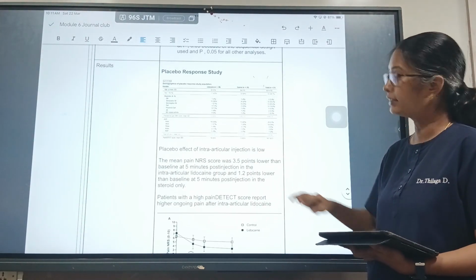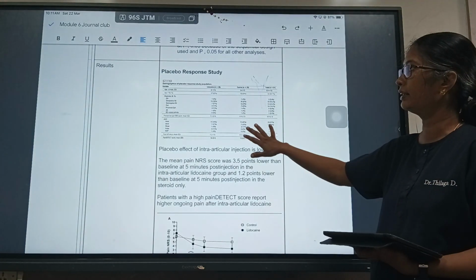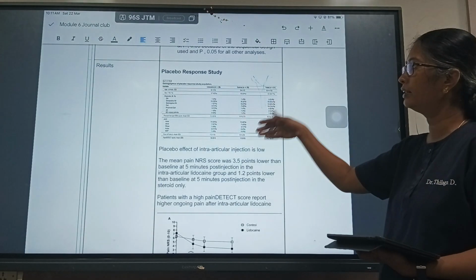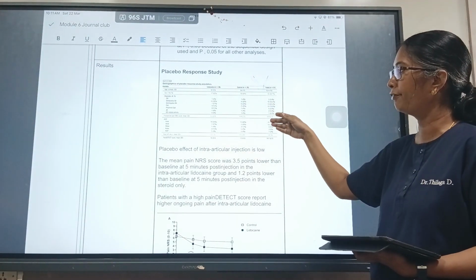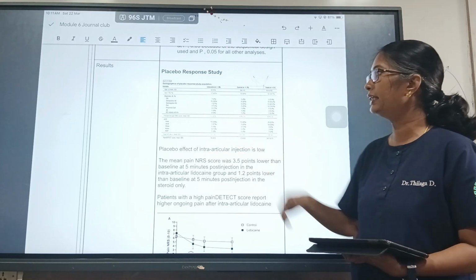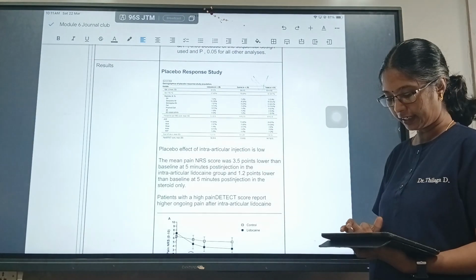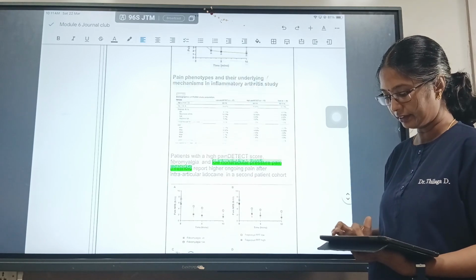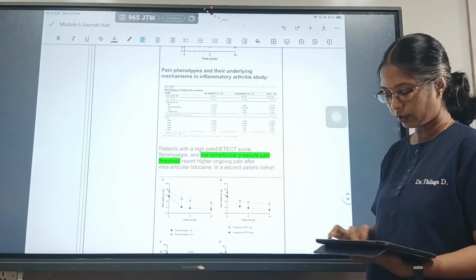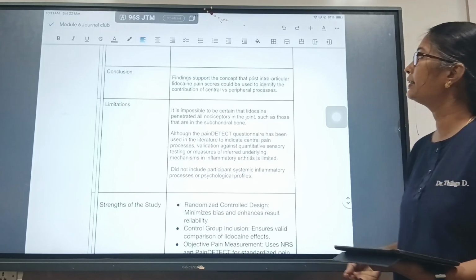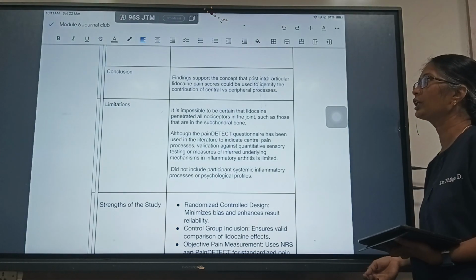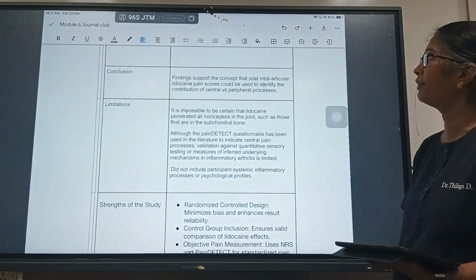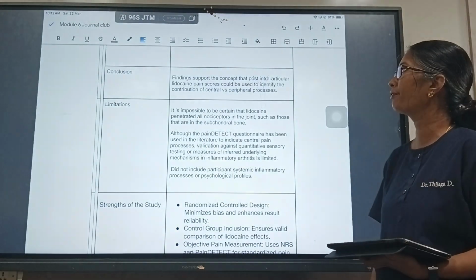So these were the results in the placebo response study. The diagnosis criteria ranged from early inflammatory arthritis to IBD-related arthritis. All these were included. The joints were the knee, wrist, elbow, ankle and the metacarpal joints. These were the linear mixed effect models they have done, and this is the pain phenotype model. Finally, they concluded that the findings support the concept that post intra-articular lidocaine pain scores could be used to identify the contribution of central versus peripheral processes.